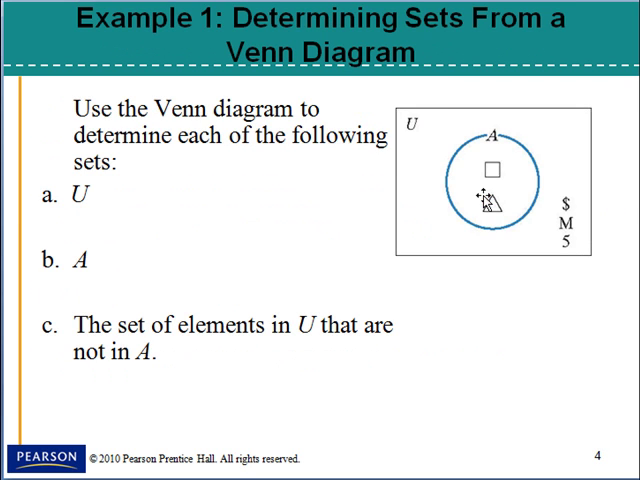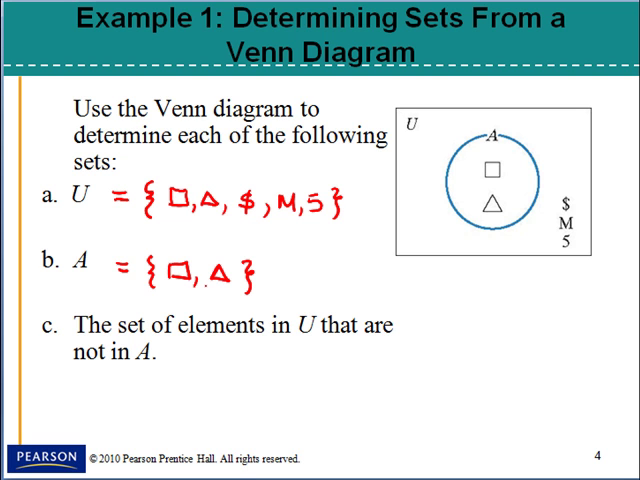For example, here is our universal set, which contains the set A and these three other elements. So U is the set containing the elements square, triangle, $, M, and phi. And the set A contains square and triangle.